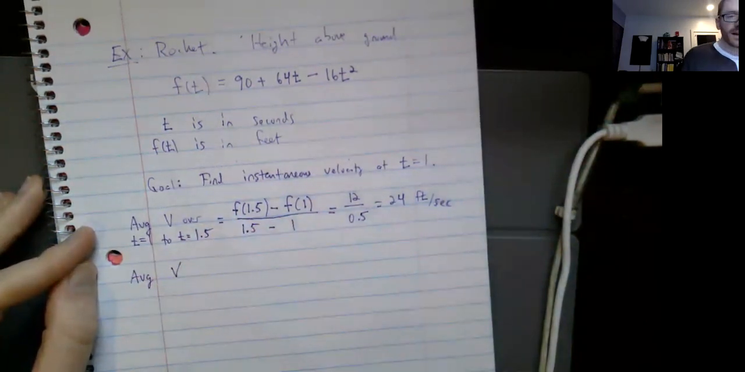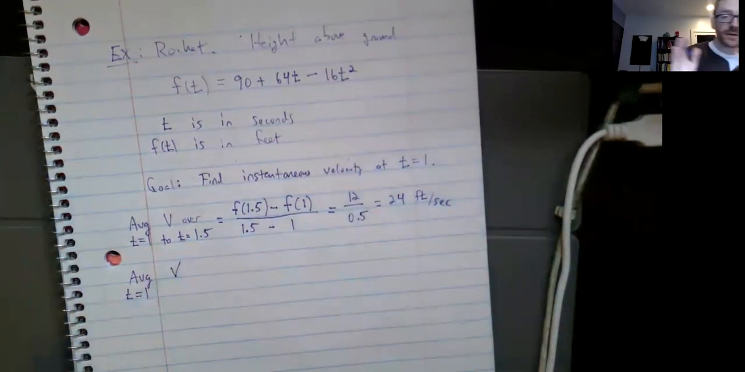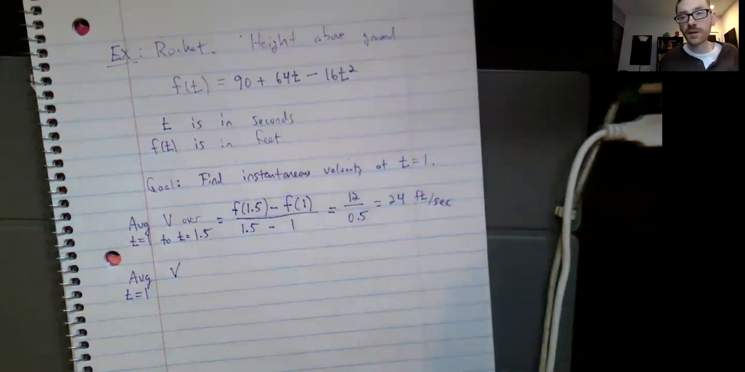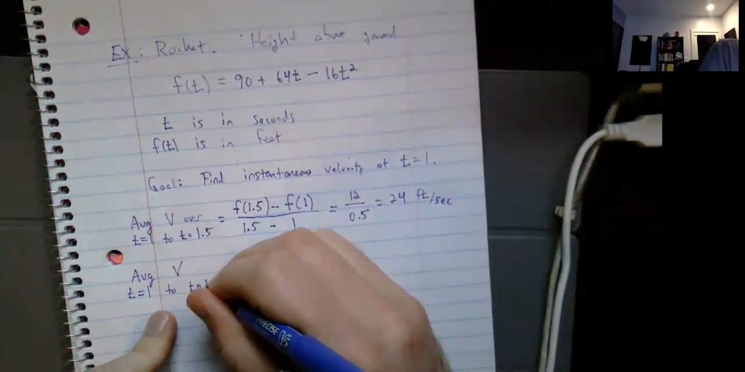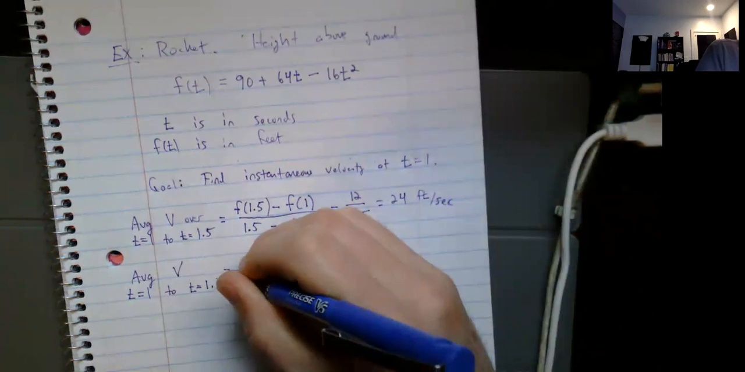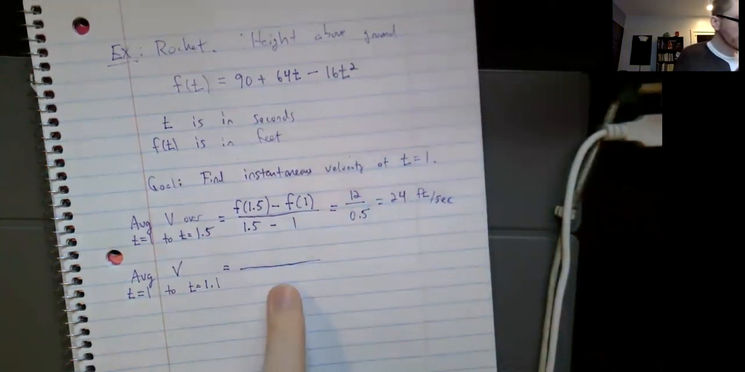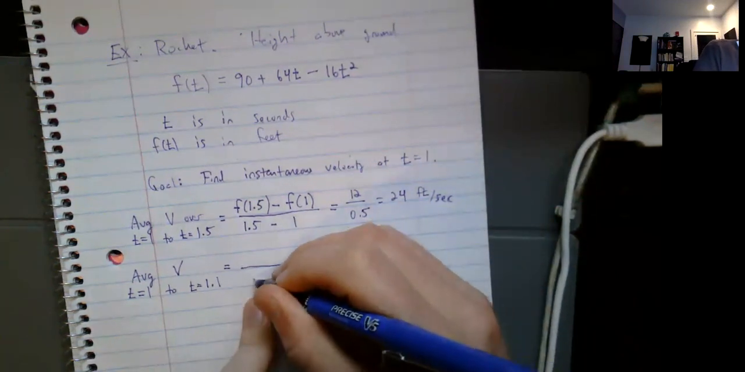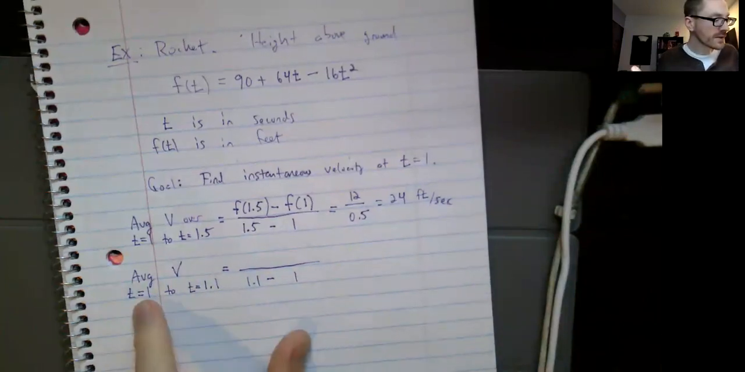This time, let's look at the average velocity from t equals 1, the same starting time, but I'm going to make the ending time closer to the beginning, so from t equals 1 to t equals 1.1. It's a very short interval of time. So what is the average velocity going to be? Well, the denominator is going to be 1.1 minus 1. That's the amount of time that elapsed between these two values.